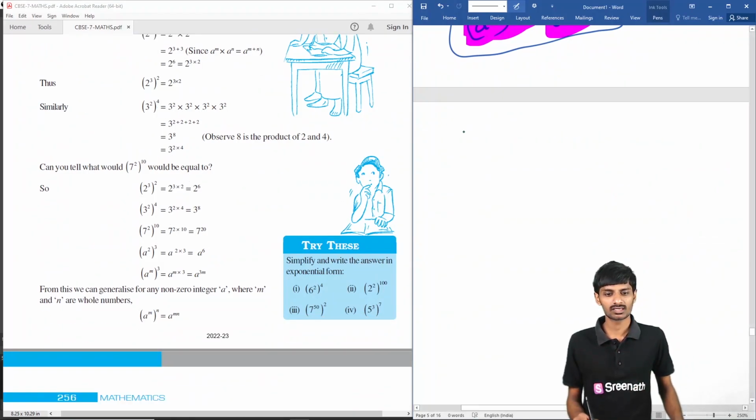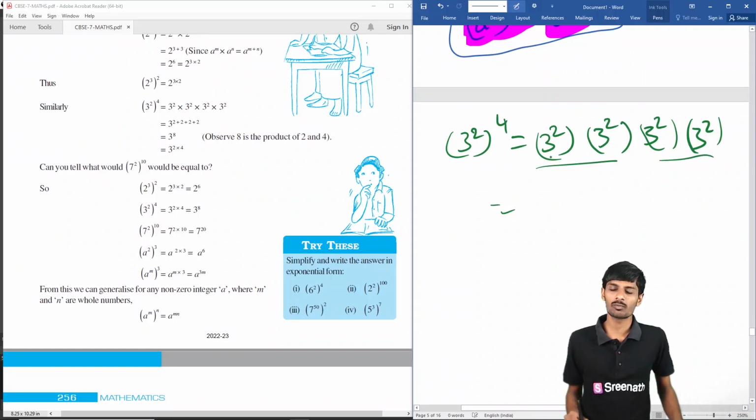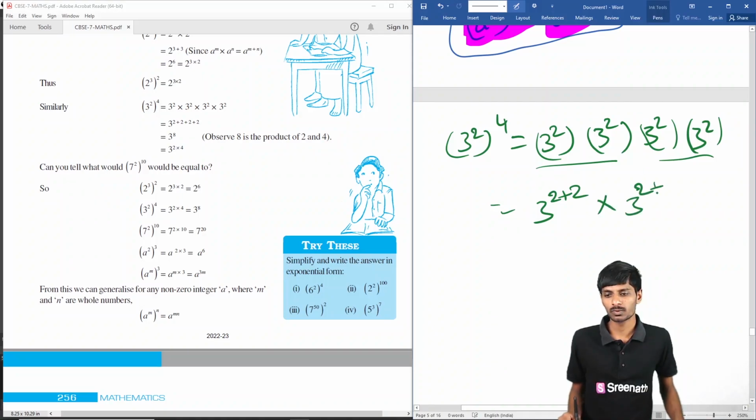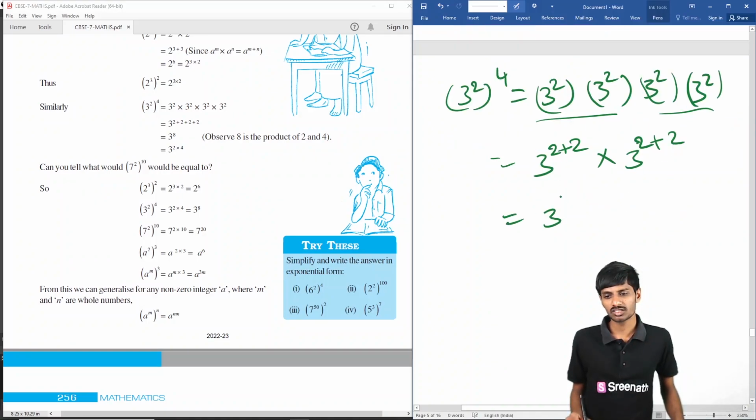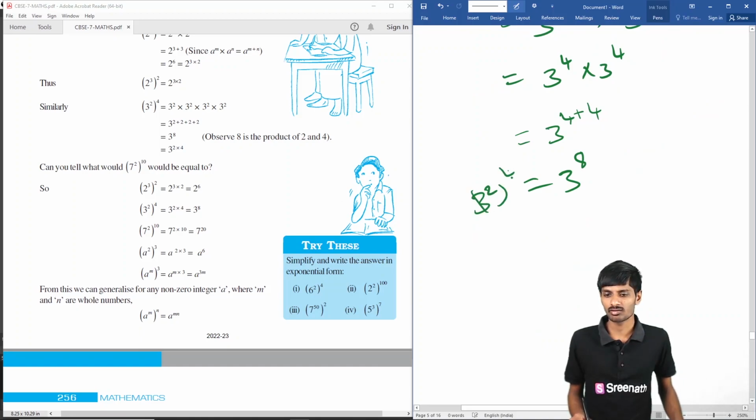Now, if you want to check for 3 square whole power 4, it is 3 square into 3 square into 3 square into 3 square, 4 times. And if you see, just look at these two, a power m into a power n formula. So it is 3 to the power of 2 plus 2, and again here also 3 to the power of 2 plus 2. If you solve them, it is 3 power 4 into 3 power 4. Here also the same formula, so it is 3 power 4 plus 4, that is 3 power 8. What is the value here? 3 power 2 whole power 4 is equal to 3 power 8. So we can write it as 2 into 4.